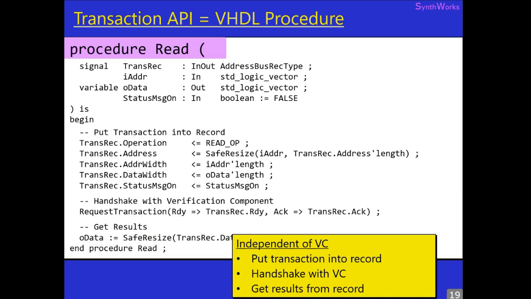So independent of verification component, we put stuff into the record. We tell the verification component, hey, go do something for us. And then potentially we get results back depending on the operation. Most of the operations like this one are blocking. They wait for the verification component to finish. But that's a matter of the policy you implement in the verification component. In addition to these, we have asynchronous operations, which say, go do, and we don't wait for them to finish.